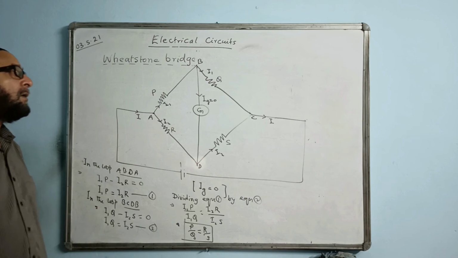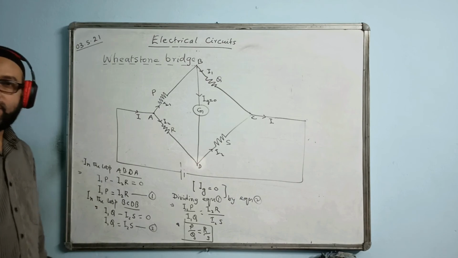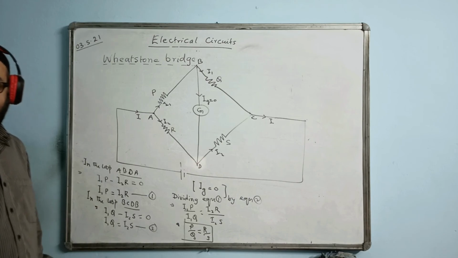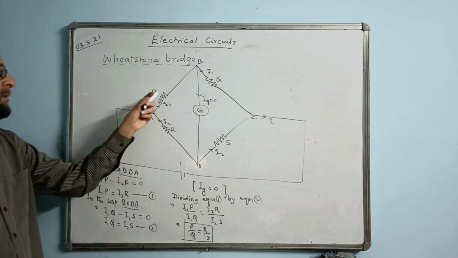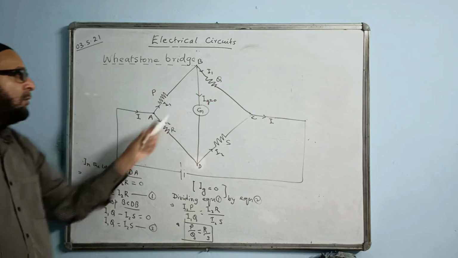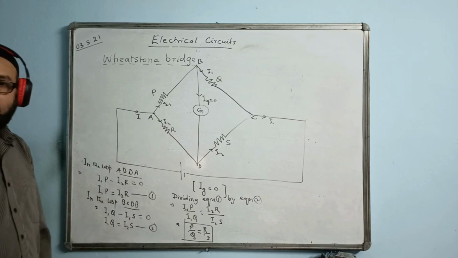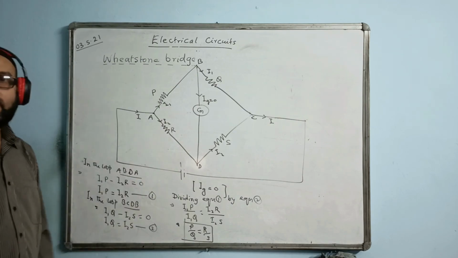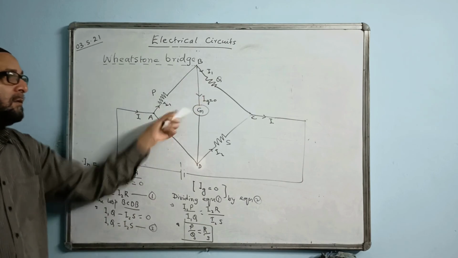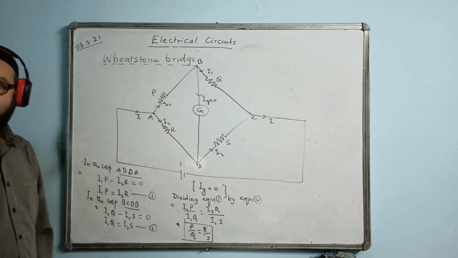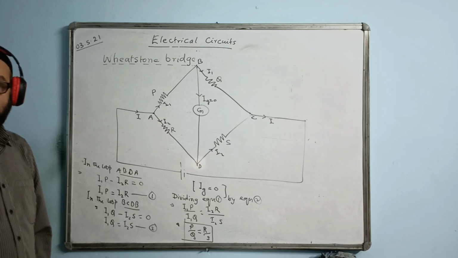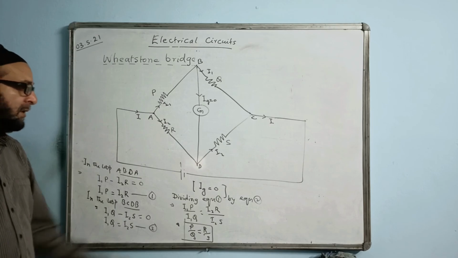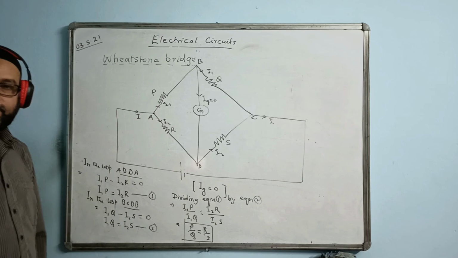So under what condition is the Wheatstone bridge balanced? When the ratio of the arms is equal, the ratio of these arms is P by Q equal to R by S. When they are equal, then the bridge is said to be balanced. That is, the galvanometer connected in between these two arms will give null deflection, will give 0 deflection. So this is the necessary condition.